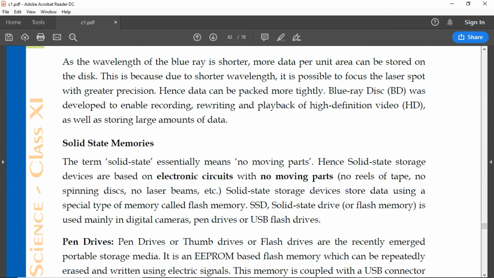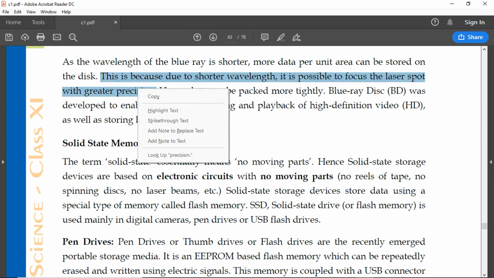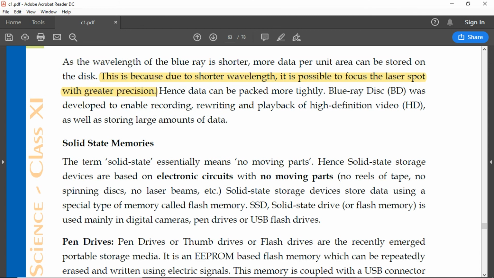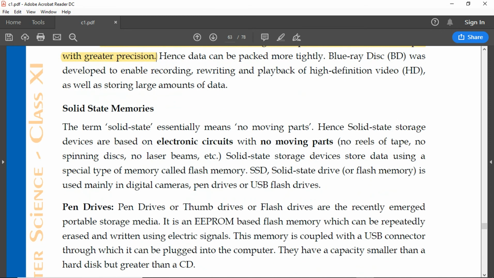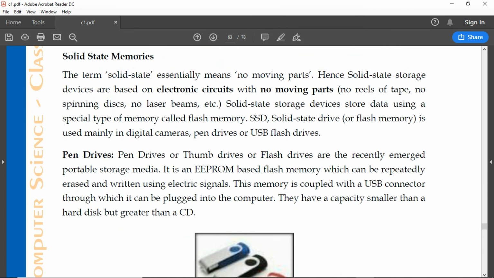As the wavelength of the Blu-ray is shorter, more data per unit area can be stored on the disc. This is because due to the shorter wavelength, it is possible to focus the laser spot with greater precision. Hence data can be packed more tightly. Blu-ray disc, BD, was developed to enable recording, rewriting and playback of high-definition video, HD, as well as storing large amounts of data.